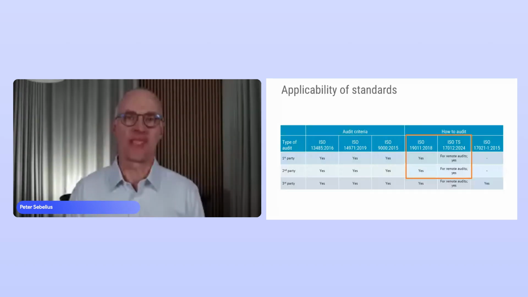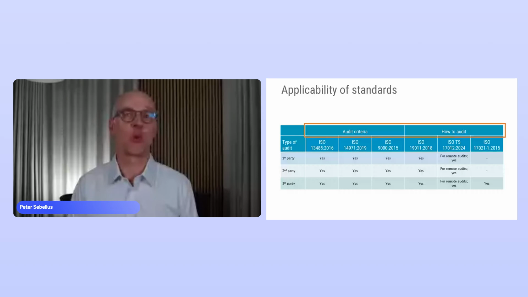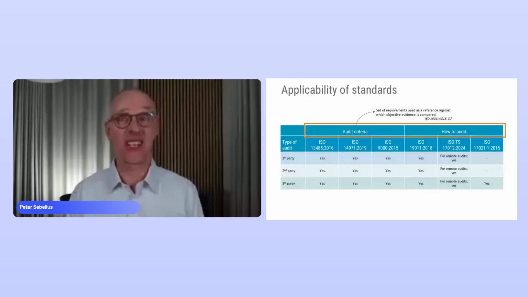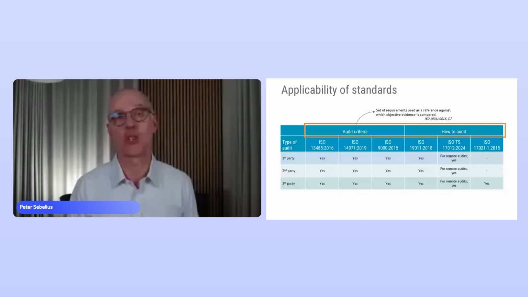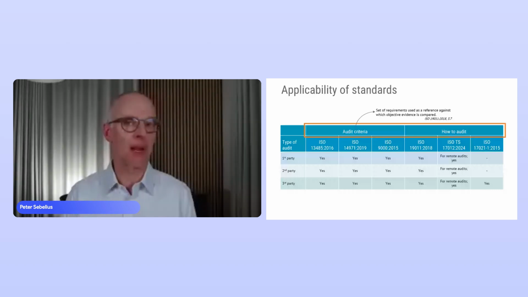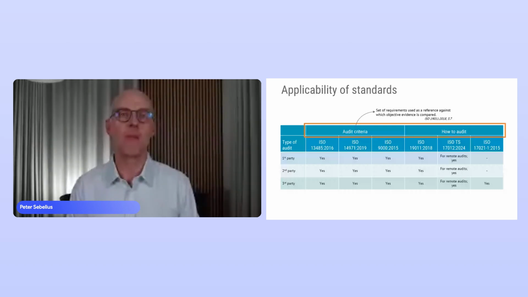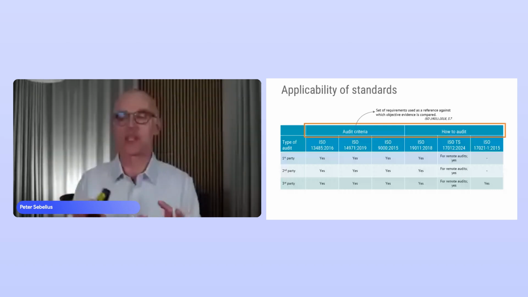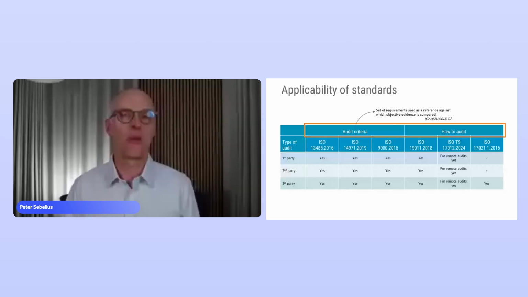Now, if you look at the top of this table on screen, you can see that I've divided it into audit criteria and how to audit. Now, audit criteria is defined as a set of requirements used as a reference against which objective evidence is compared. Thus, if you audit an ISO 13485 based system, that standard should be the audit criteria. But it could be many other things as well. It could be a supplier agreement, it could be the MDR or the QMSR or any other standard really. This division that I made between audit criteria and how to audit makes sense also when we discuss the competence of auditors. So I will let that be a segue to that area.